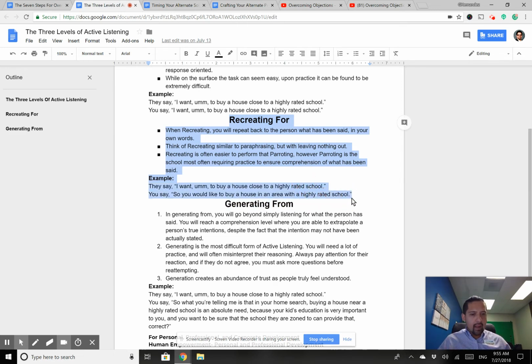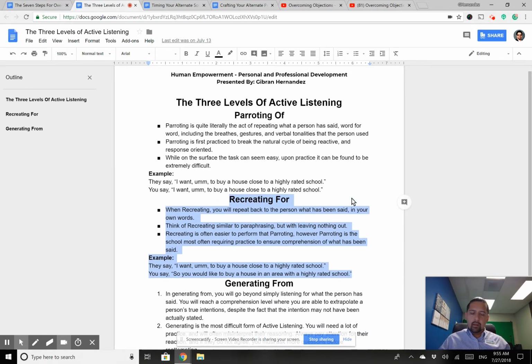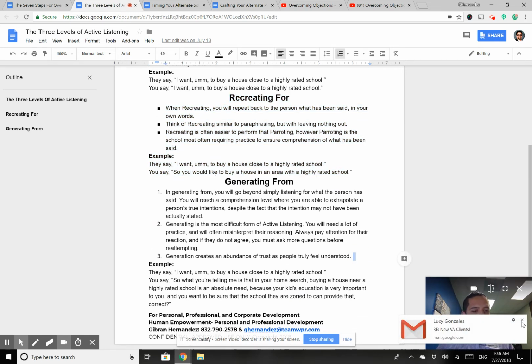And remember this, recreating is easier than parroting. Everybody knows that who practices these skills. Recreating is way easier than parroting. But if you stink at parroting, your recreating will only be subsurface level. You'll never be able to actually get to the next level, which is generating. Figuring out why that emotion exists, figuring out what's on the deeper level of that emotion.